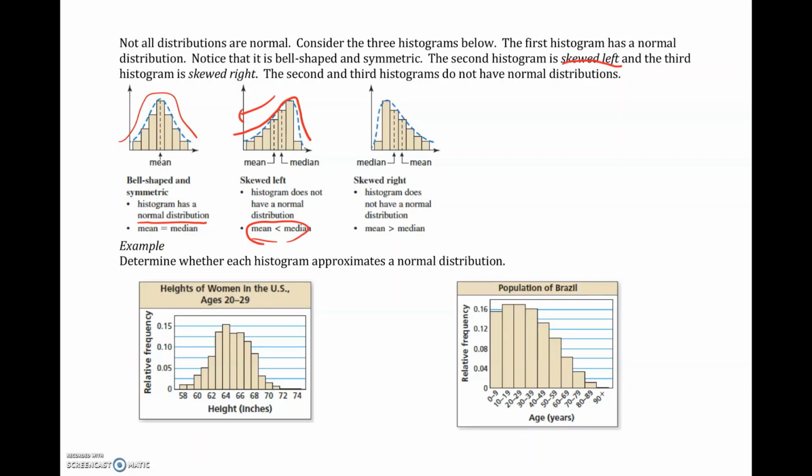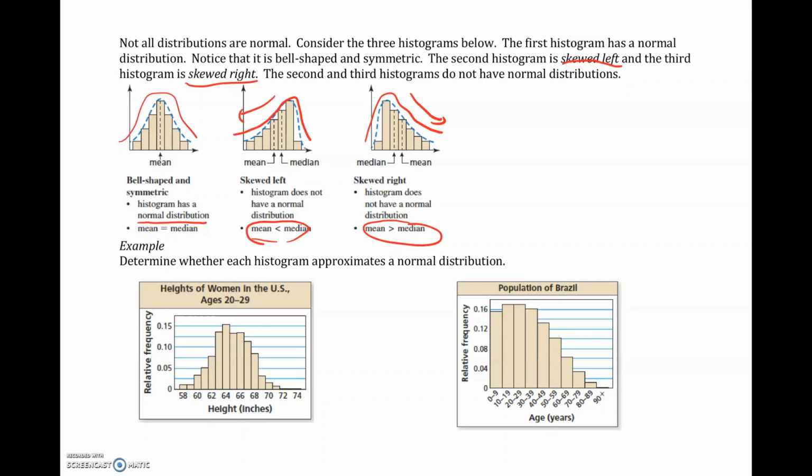And our third depiction here on the right is what we call skewed right. You can see this is basically the opposite of skewed left. In this case, we have a much longer tail going to the right. It's tapering off toward the right, with a much steeper decline on the left. Our mean is to the right of the median, so the mean is actually greater than the median. So we get a skewed right distribution.